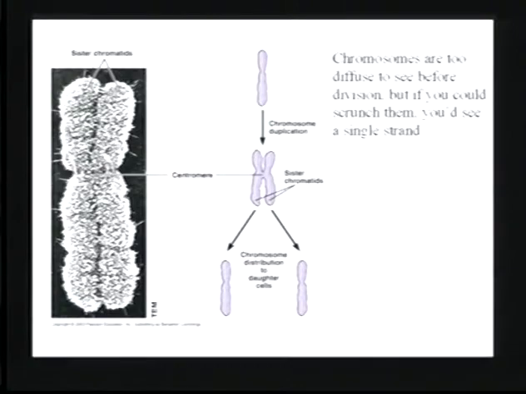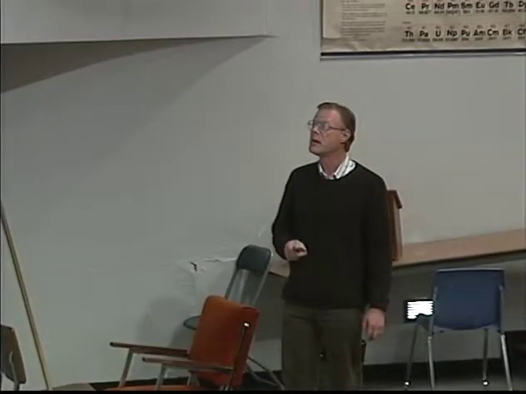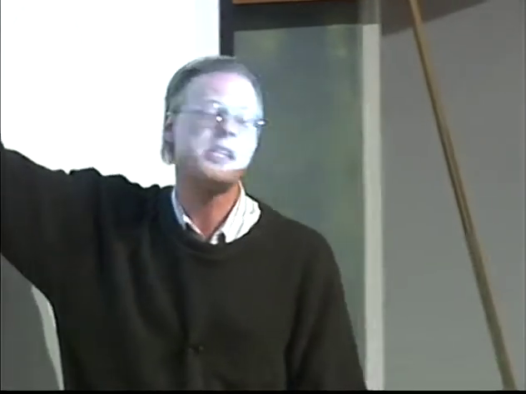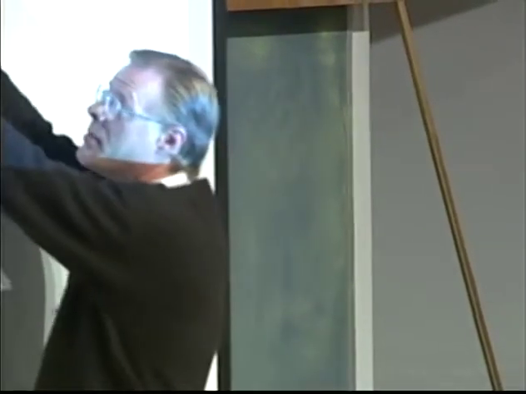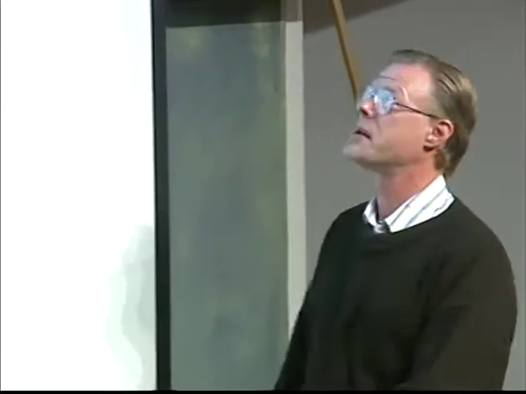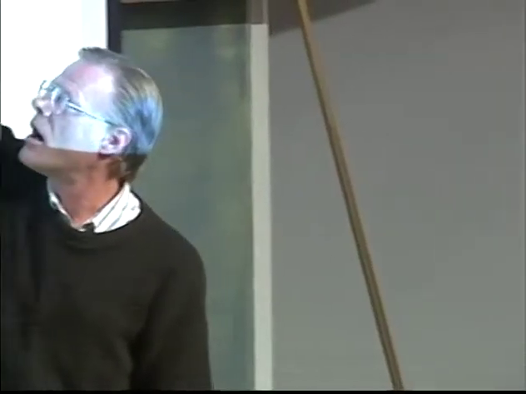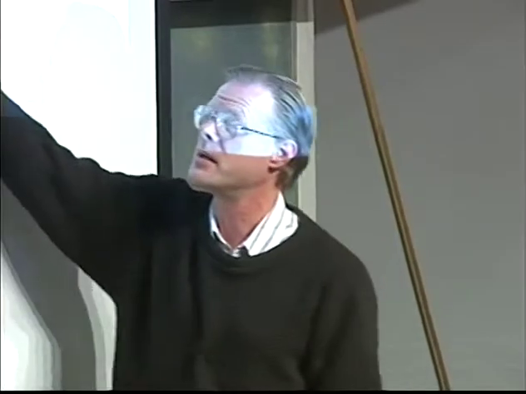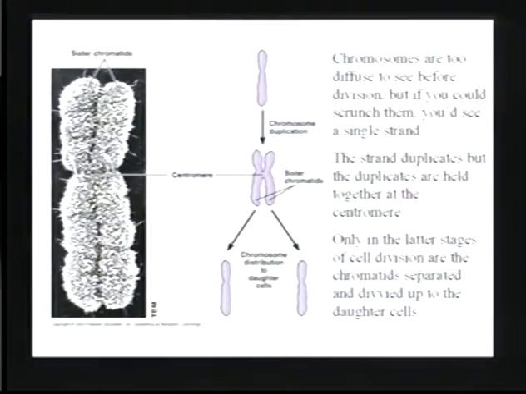Okay? So you see a single strand in those chromosomes. The strand duplicates, but they're held together at the centromere. And it's only in the later stages where these chromatids separate and are divided to the two daughter cells that are going to be produced. The ends of the chromosomes are here and here, of course. Those are the telomeres. You don't see the funny structure there because we're not drawing it, but it is an unusual structure. It's different than the rest of the chromosome.